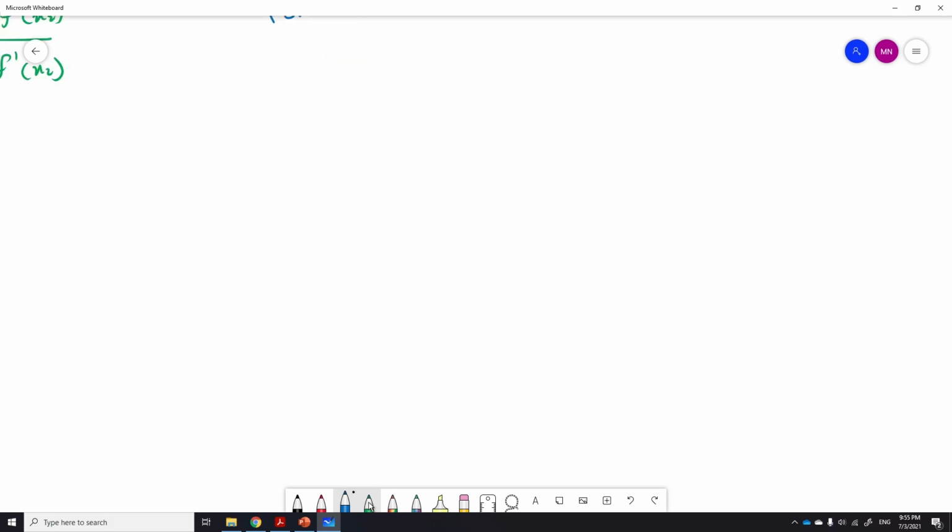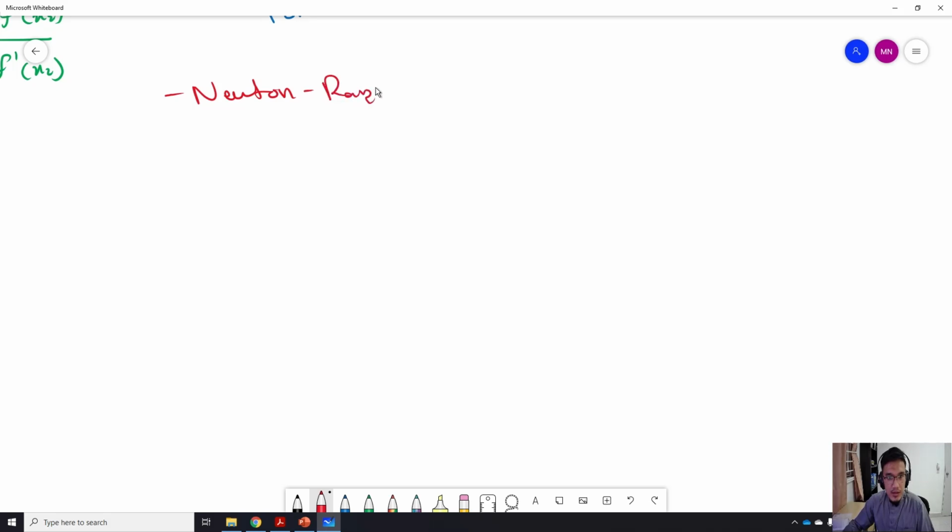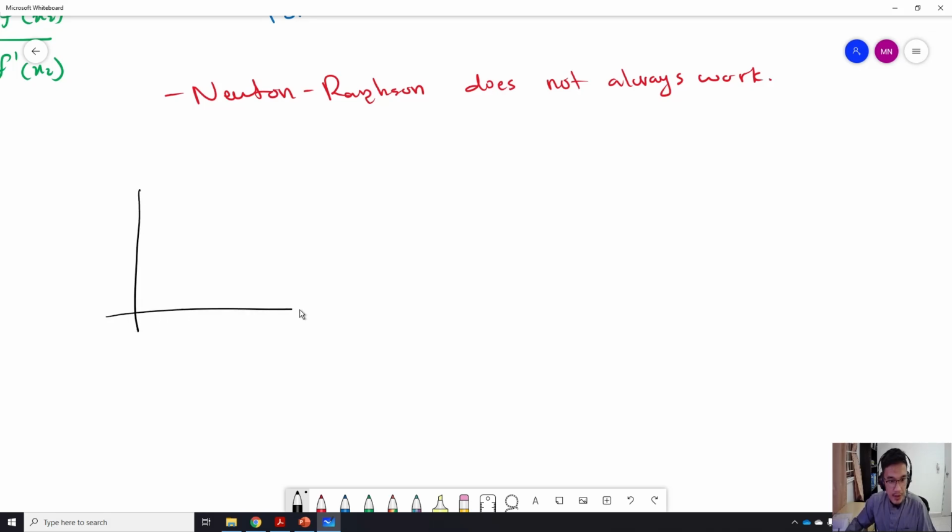Okay, before we proceed to an example question for the Newton-Raphson formula, we need to take note that the Newton-Raphson model does not always work. Why does it sometimes not work? It is based on the graph that we want to find its root.